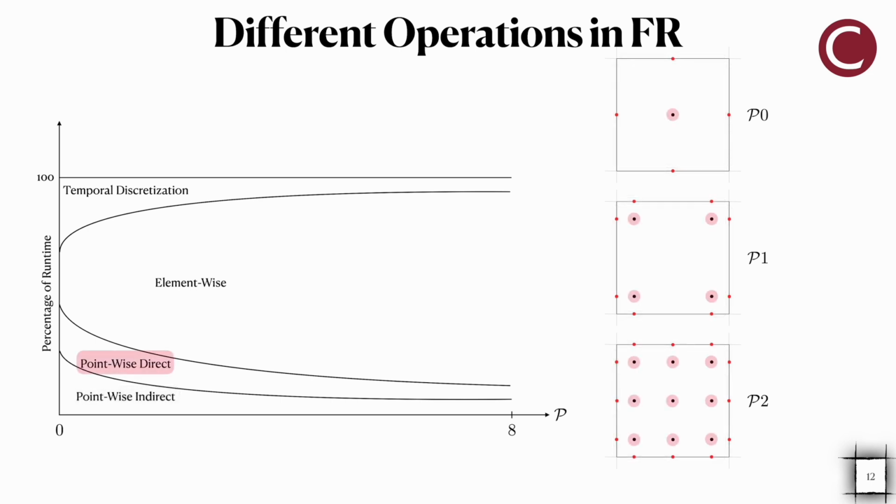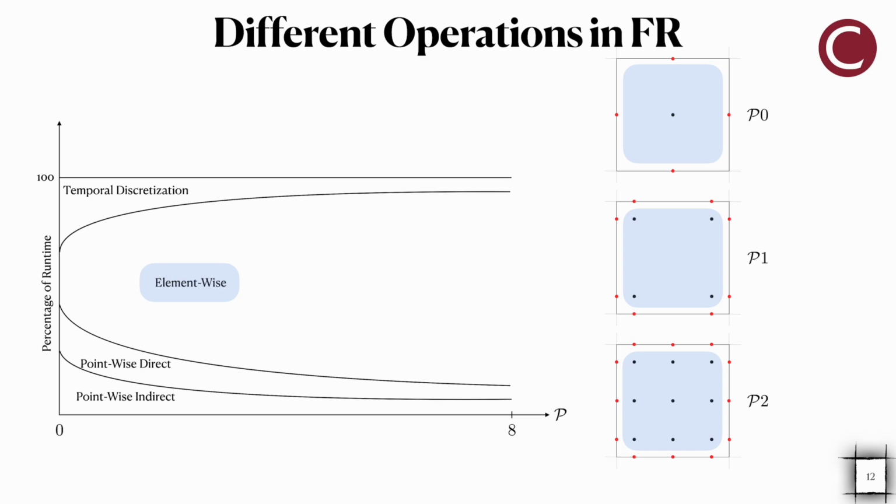Then we have the pointwise direct operations, which are performed point by point, and they use information from that point only, like computing the flux from solution points. And finally, we have element-wise operations, which are performed on all solution points in all elements at once using matrix multiply. So we can see that as we go to higher order, we are eventually dominated by the stuff inside the element instead of indirect stuff between elements.